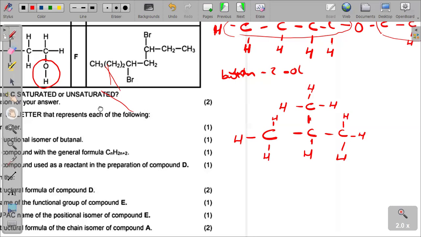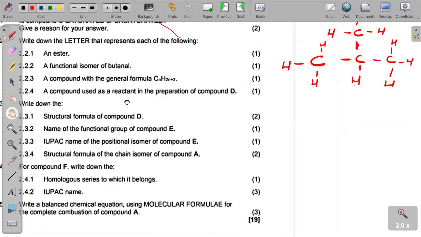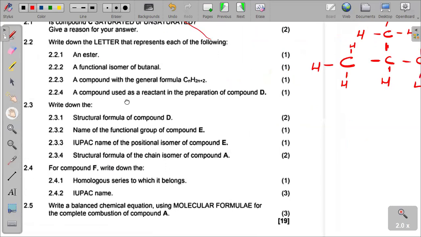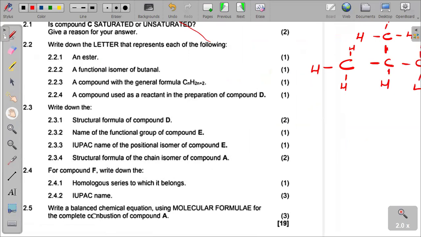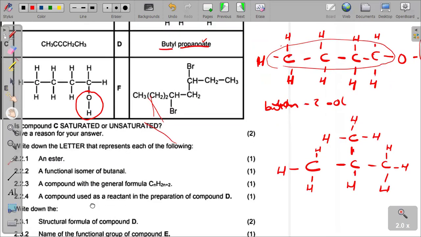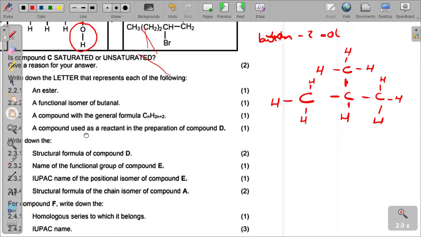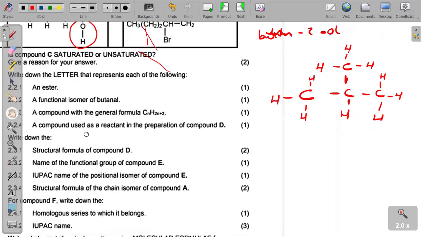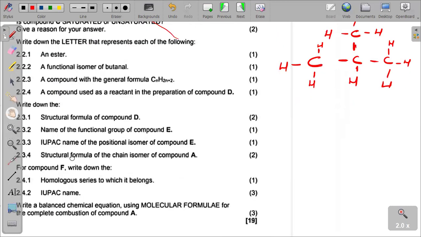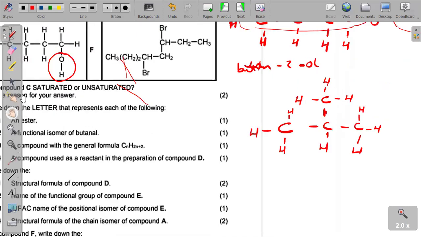Then the next question says, for compound F, write down the homologous series to which it belongs. Compound F has halogens there, that's bromine. Because of that, it belongs to the haloalkanes, or the alkyl halides. That's the homologous series to which it belongs. Then the IUPAC name of it.